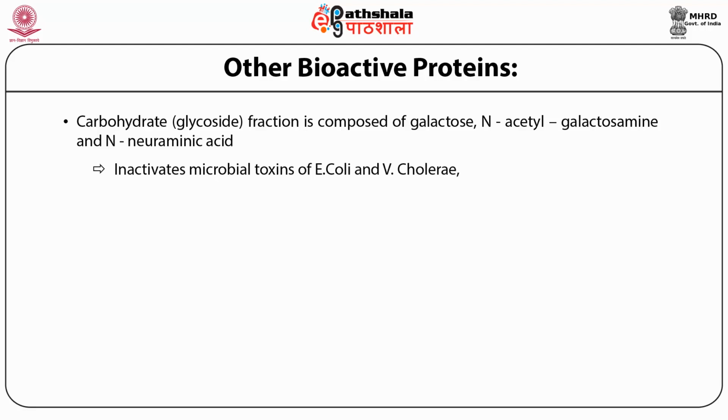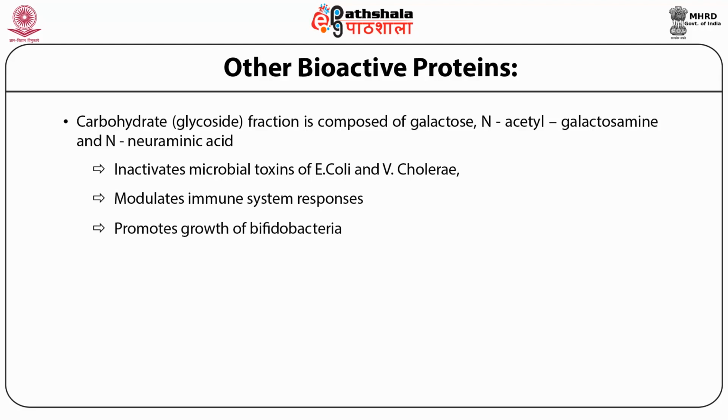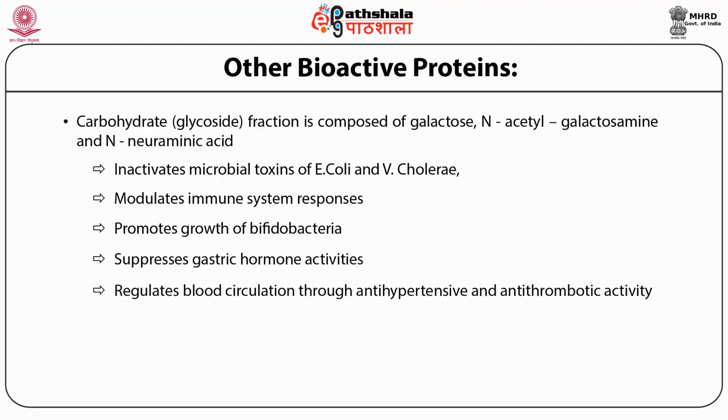GMP inactivates microbial toxins of E. coli and Vibrio cholerae. It modulates immune system response, promotes growth of bifidobacteria, suppresses gastric hormone activity and regulates blood circulation through antihypertensive and antithrombotic activity.